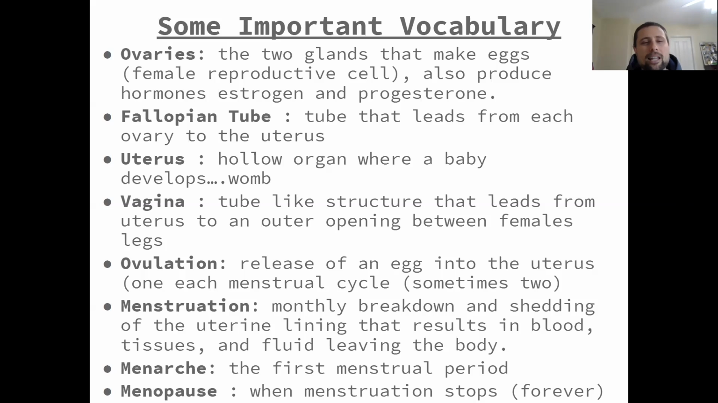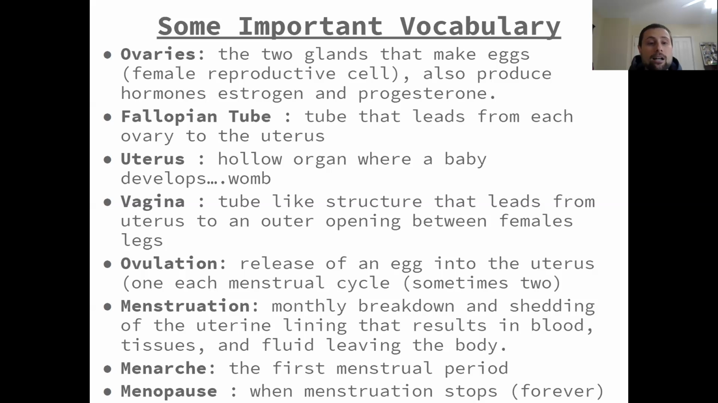And so that gets us to the next one, menstruation. Menstruation, or the menstrual cycle, is the monthly breakdown and shedding of the uterine wall and the lining of the uterine wall that results in blood, tissues, and fluid leaving the female body. Essentially, another term is the woman's period.